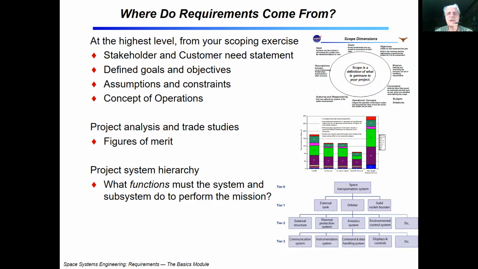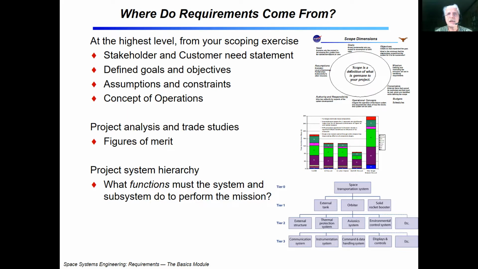You will obviously have some goals and objectives. Those goals and objectives are also going to drive your requirements. If your goal is to measure temperature as a function of altitude, then obviously you're going to have a requirement for a temperature sensor of some sort, amongst many other things. You may have some assumptions, or you may have a concept of what your operations are.